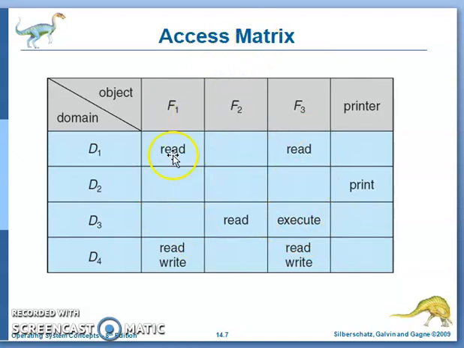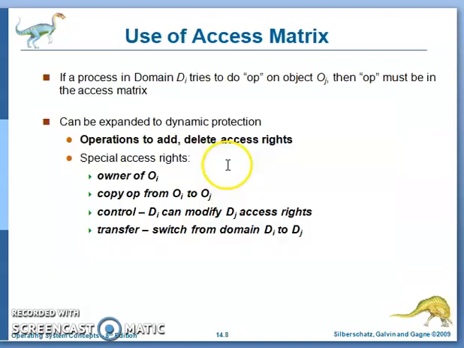The access matrix specifies the operations, the access rights, in a particular domain on a particular object. Use of the access matrix: if a process in domain Di tries to do an operation on object Oj, then the operation must be in the access matrix. That can be expanded to dynamic protection operations to add and delete access rights. Special access rights may be owner, copy indicated with an asterisk, and control.